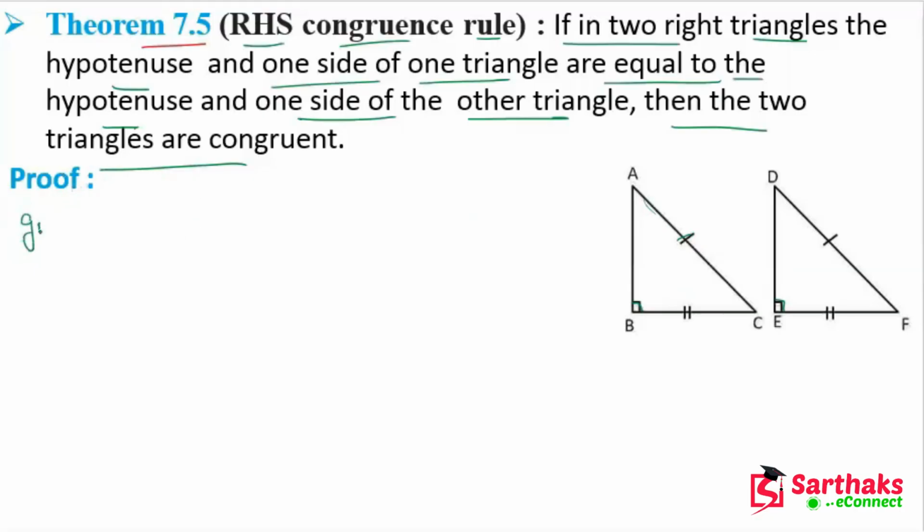So now first of all, we have to write the given part. So what is the given part? Yes, we have two right triangles.